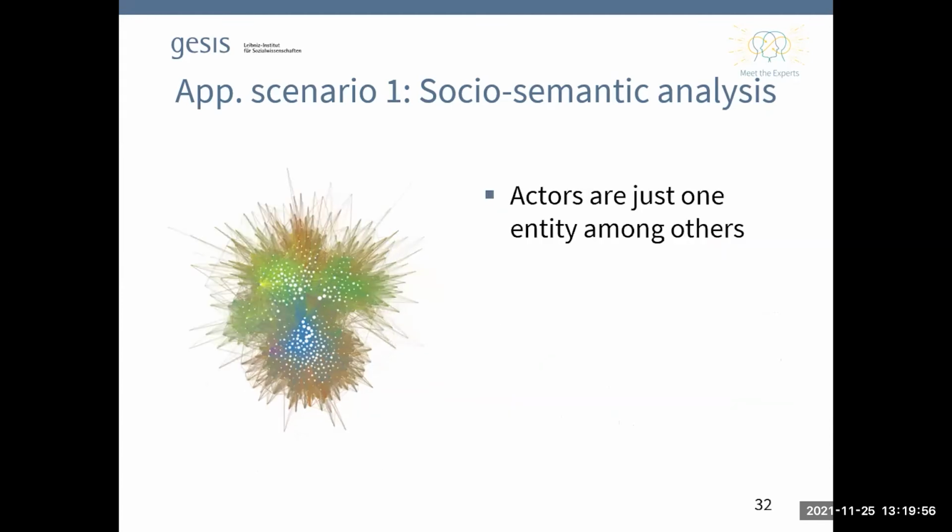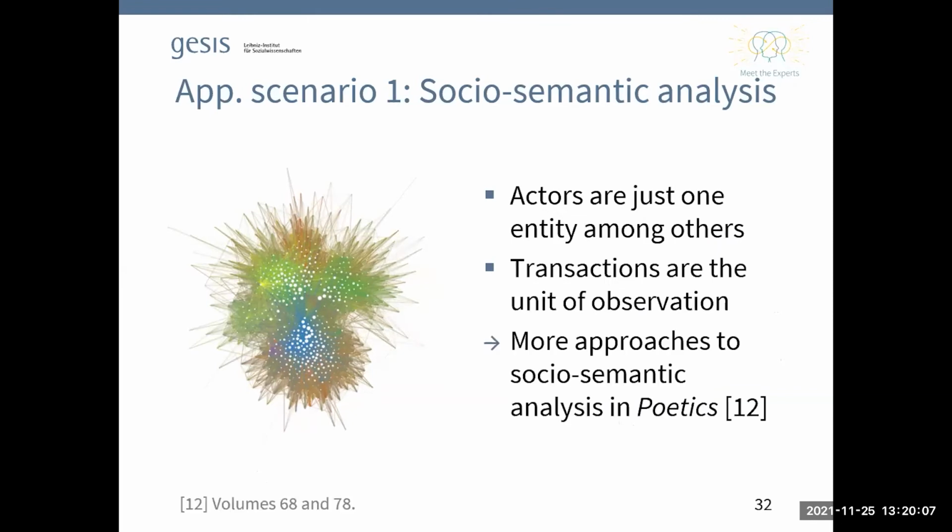And here we see that actors are just one entity among others. Words and symbols are the other ones. Transactions are the unit of observation, taking that really seriously. And if you're interested in this kind of research, there's good work published in the Poetics journal, those special issues referenced here.